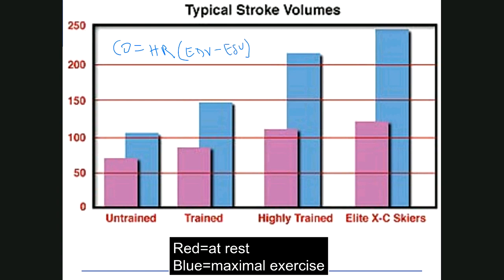So if you have your Wiggers diagram printed, you should flip it over and write this. This is the real new equation for cardiac output. And if you want to figure it out, or if you want to know what's going to affect cardiac output, the easiest way to do it is to look at this equation.